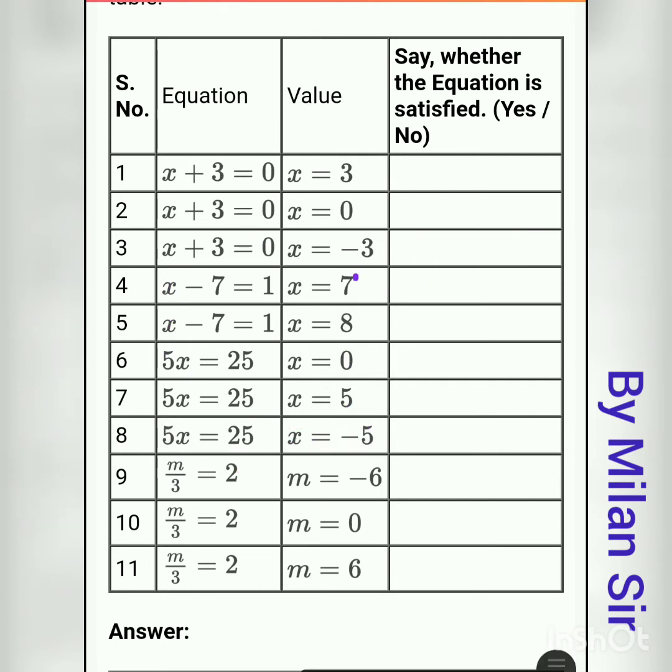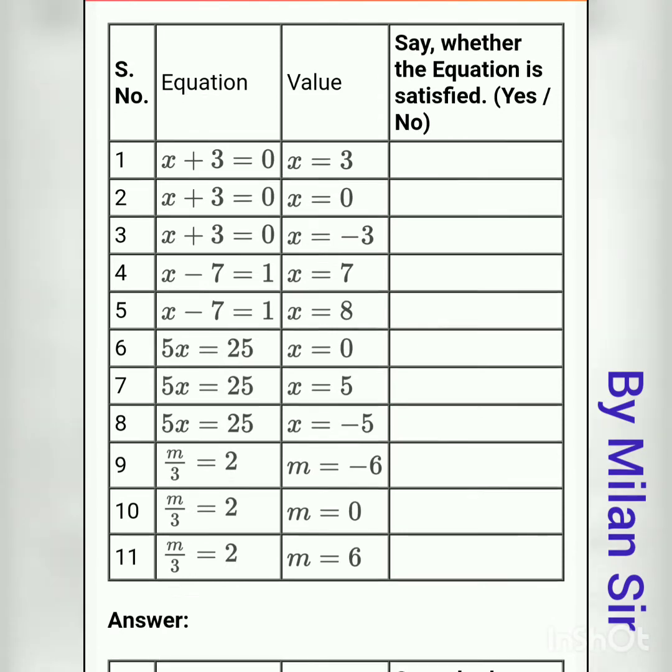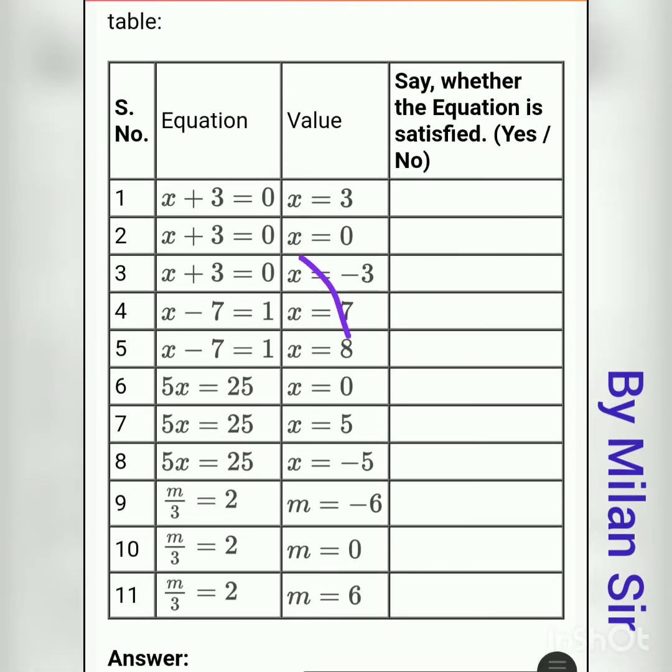Okay, now put this value here. So 7 minus 7 is 0, but here it is written 1. So here the answer is no. If we get the same answer, then our answer is yes. After that put x is equal to 8 here. So in place of x, 8 minus 7 is 1, and here also we have 1, right? So our answer is yes.